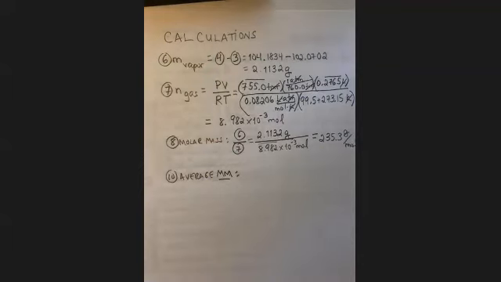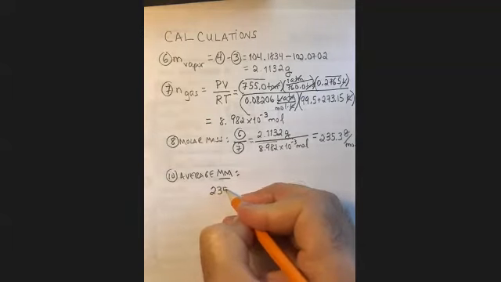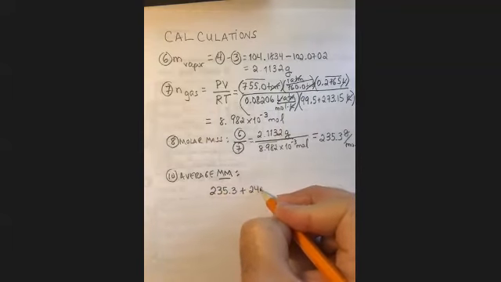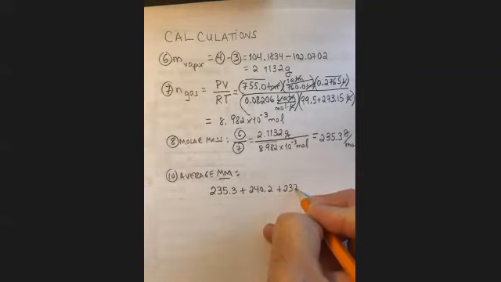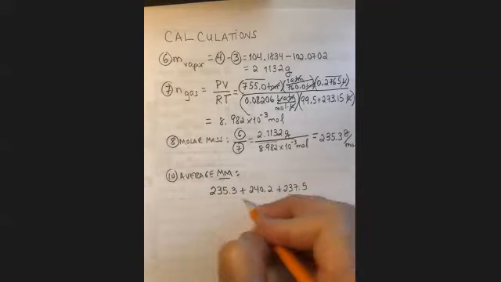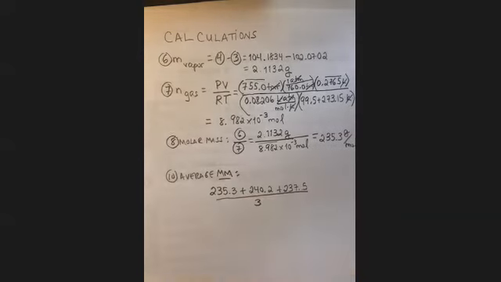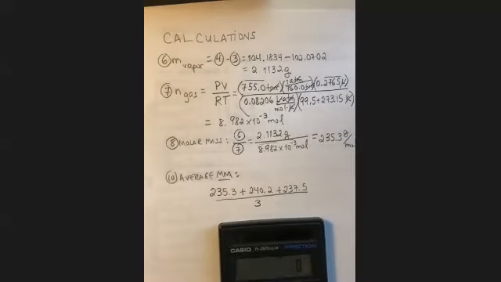We're going to take this for the 3 values. So the values that Matt got were 235.3 plus 240.2 and 237.5. And there were 3 total items. So let's see what that comes up to be.